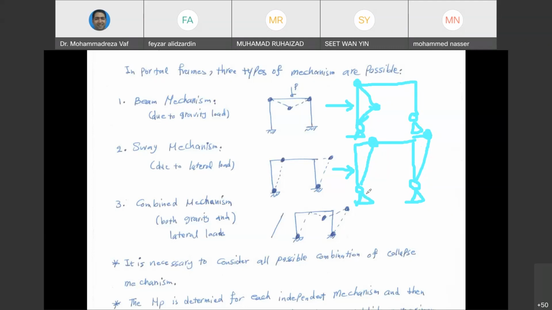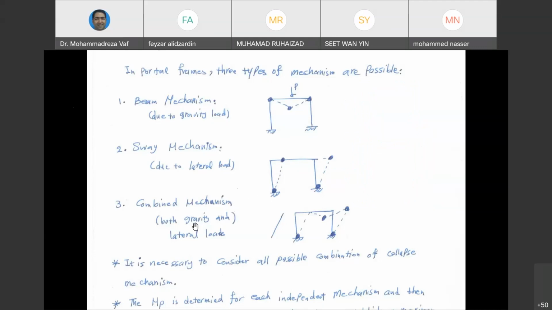And again, it depends on the support condition, as I said. If it is fixed support, you need to have 4 plastic hinges. If both of the supports are pin or roller, you need to have 2. And if one of them is pin and one of them is fixed, then you need to have 3 plastic hinges. So you need to be careful about the support condition. But in general, we need to have 4 hinges to make a structure collapse, to have a sway collapse mechanism.